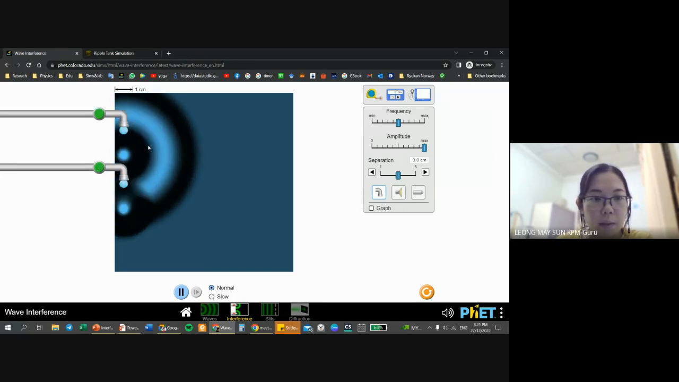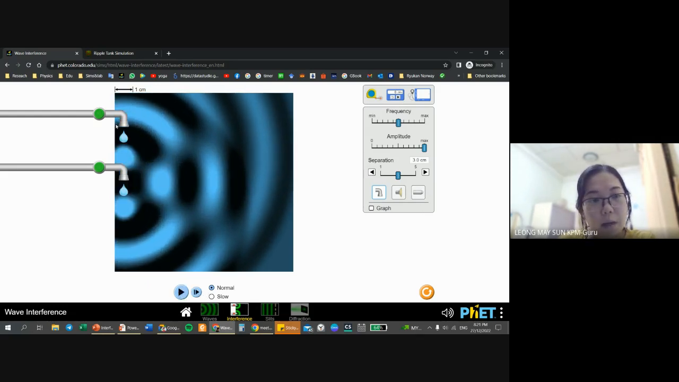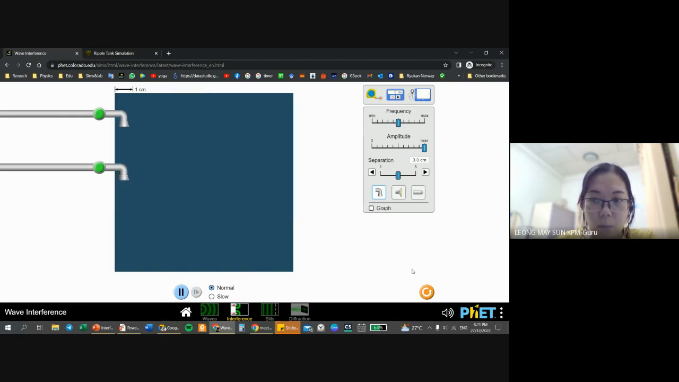So what you will see over here is a pipe, tap number 1 and tap number 2. They are dripping water down onto the water wave. And if I were to see it from the side view, can I see this from the side view? No, I can't. Okay, so when it drips down, let me go back.